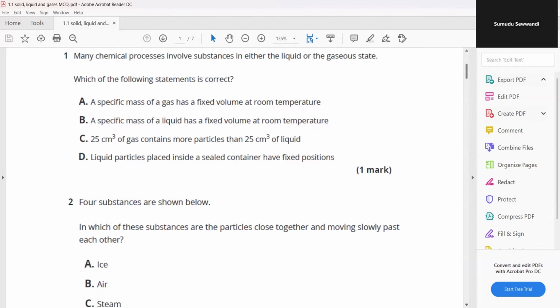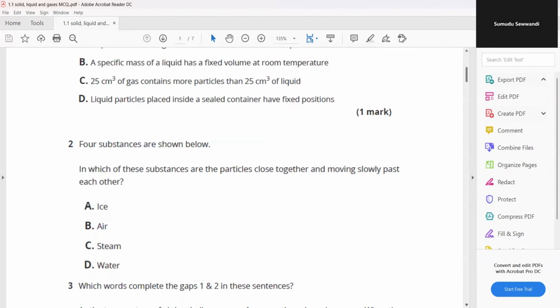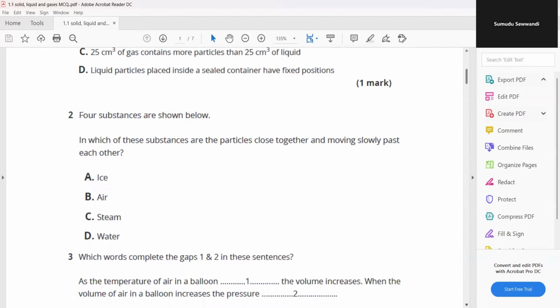Question number 2. Four substances are shown below. In which of these substances are the particles close together and moving slowly past each other? We'll see the answers: A. ice, B. air, C. steam, and D. water. To answer this question, we need to understand particle arrangement and the movement in different states of matter.